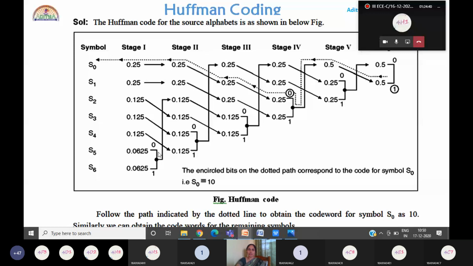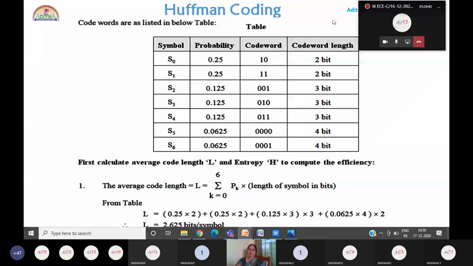Okay, this is how you will get all the code words. After the code words, you will calculate the code word length, and code word length into probability. Like that, you will add for all the particular symbols. So summation pk into the length of the symbol in bits. So you will get the average length.